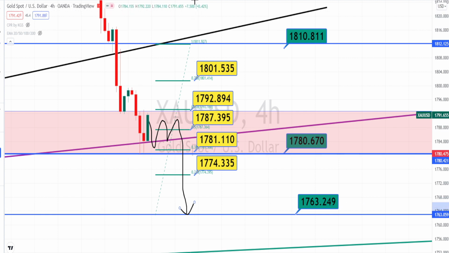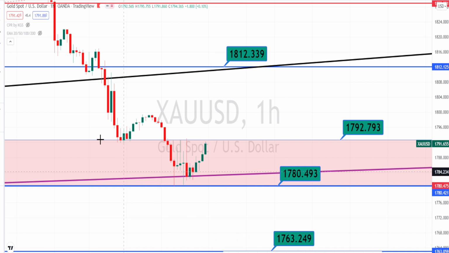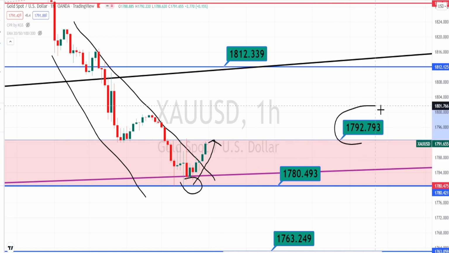Let us do the analysis in hourly time frame. I am in hourly time frame now. When we notice the price action in hourly time frame, the price action was trading in a very nice downtrend, and it took support at the support level of 1780. It is the support level from the higher time frame, and it has bounced back. Currently the price action is testing the resistance level of 1792. Only when it breaks this resistance level, we can expect a bullish trend.